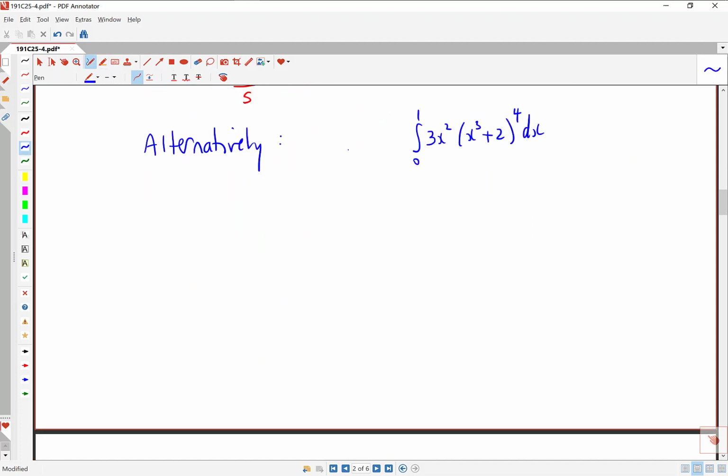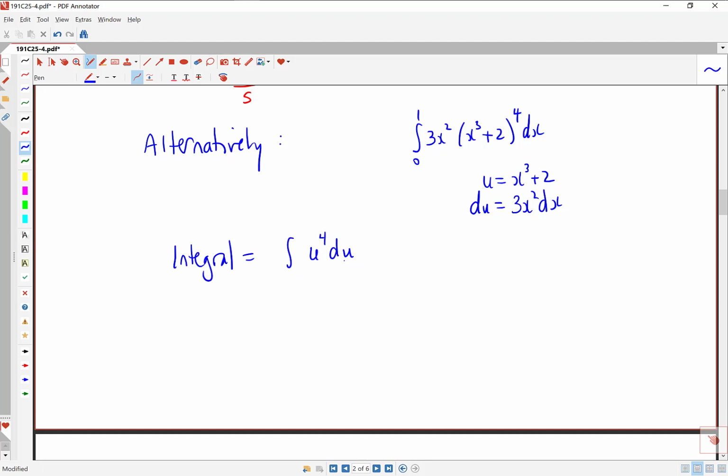So I've just recopied the integral at the top of the screen here so that we don't have to do too much scrolling. So an alternative way to do it, you would have made the same choice for u, and you would have in the same way figured out that du was 3x squared dx. So then you could say, okay, I'm going to rewrite my integral, and I'm going to say the integral is the integral of u to the fourth du, just like before.